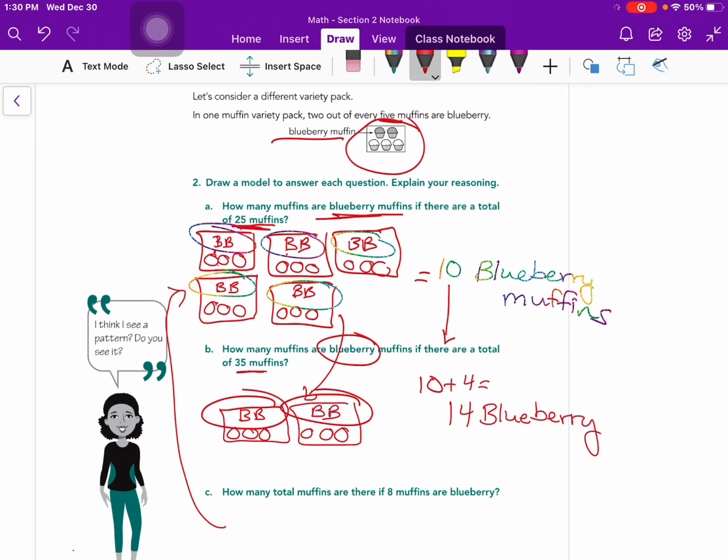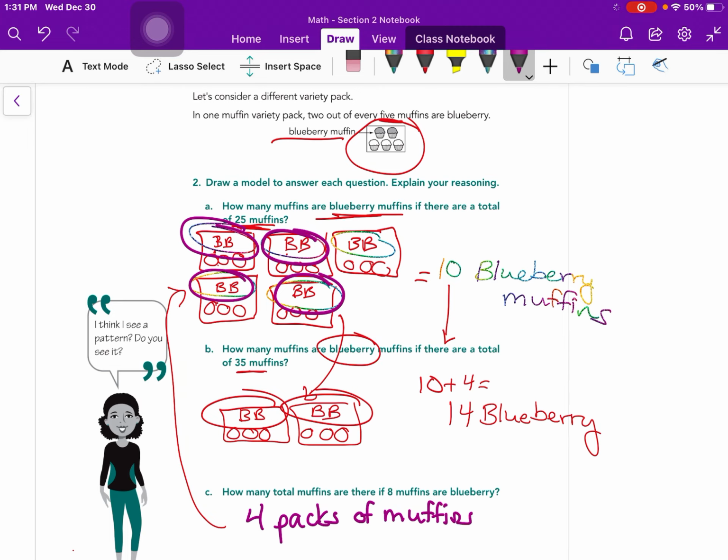Well, I think we can go back to this picture. If I only want a total of 8 blueberry muffins, 2, 4, 6, 8. So that's 8 blueberry muffins. How many packs is that? That would be 4 packs of muffins. But it doesn't ask for how many packs. It says how many total muffins. Well, there's 5 in each pack. So 4 times 5 is 20 total muffins.